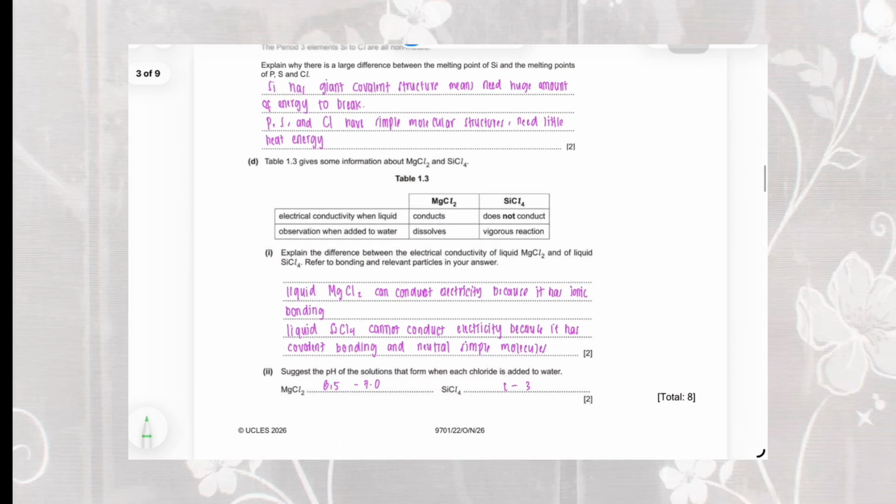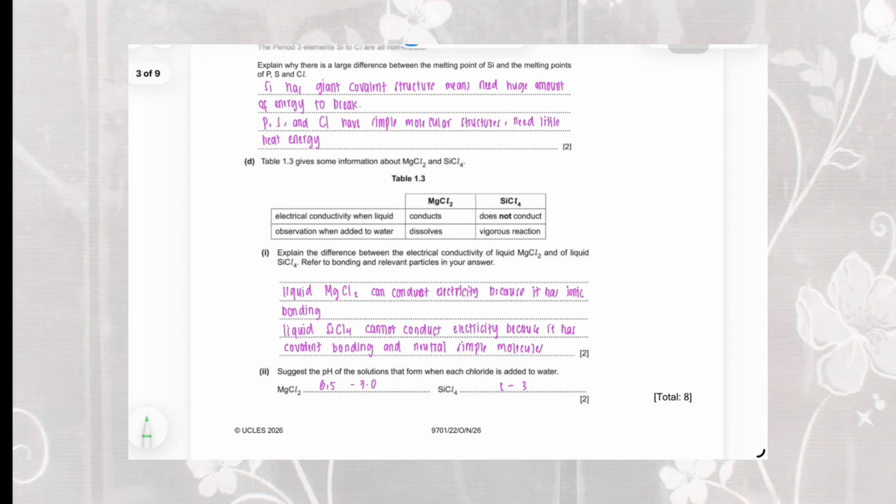C. Table 1.3 gives some information about MgCl2 and SiCl4. MgCl2: electrical conductivity when liquid is conducts, and the observation when added to water is that it dissolves. SiCl4: electrical conductivity when liquid does not conduct, and the observation when added to water is a vigorous reaction.